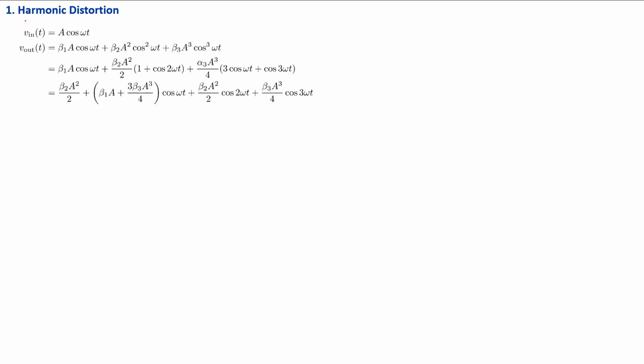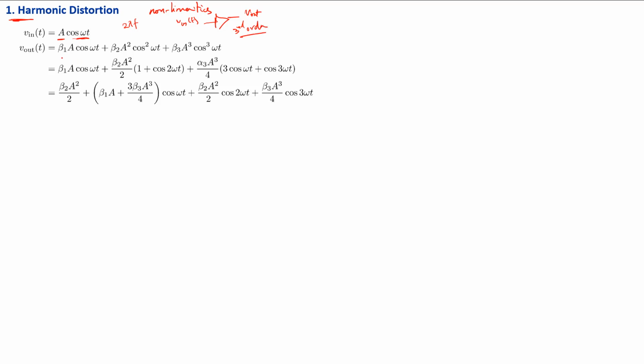So let's look at this first phenomenon of harmonic distortion that arises due to non-linearities in amplifiers. For that, let's consider a certain amplifier where you have an input voltage which is A cosine omega t, A being the amplitude, omega being 2 pi f, the angular frequency. And for example, let's consider this amplifier to have third order nonlinearity.